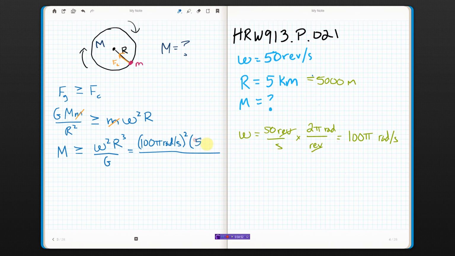5,000 meters cubed, and G is 6.67 times 10 to the negative 11.